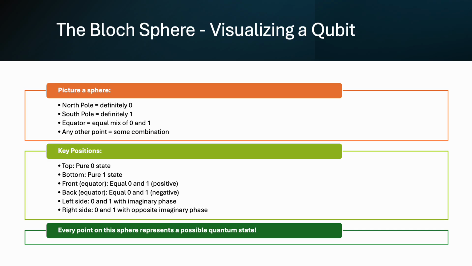What makes this Bloch sphere so powerful is that it lets us visualize quantum operations geometrically. When we apply a quantum gate to a qubit, we can think of it as rotating the point on the sphere. This visual model helps us understand complex quantum operations without getting lost in abstract mathematics. As we learn about different quantum gates later in this lecture, we'll keep referring back to the sphere to see how each gate moves our qubit state to a new location.